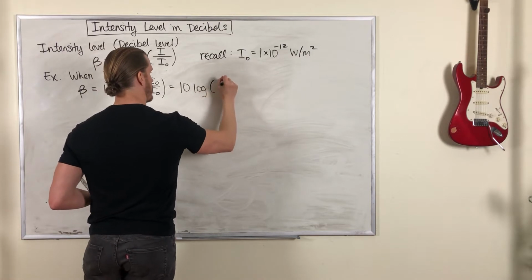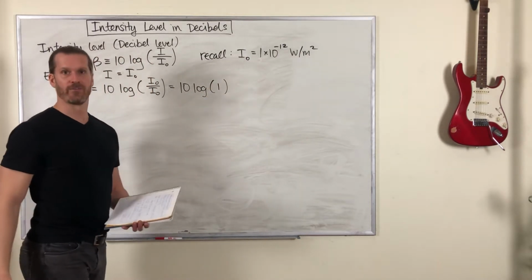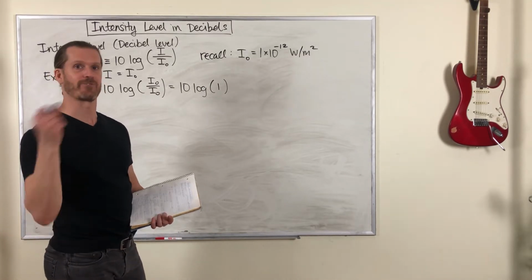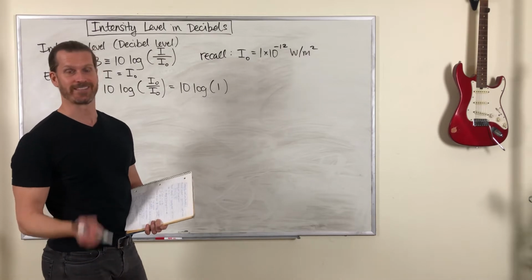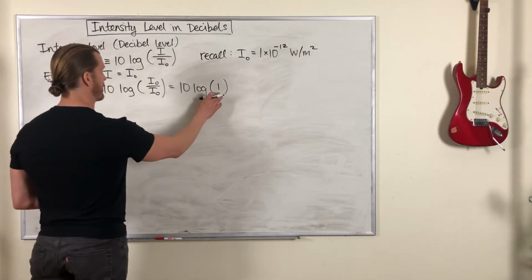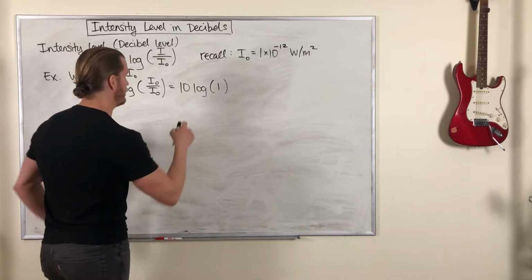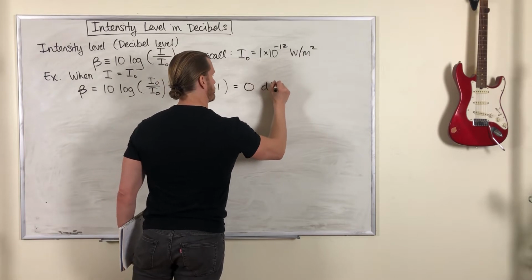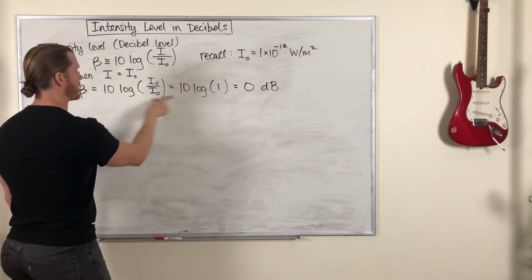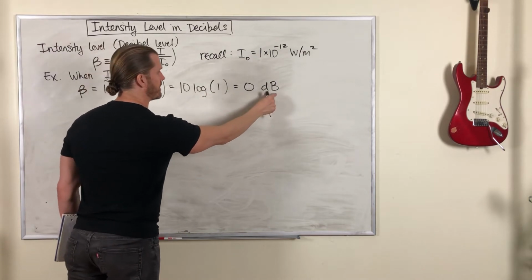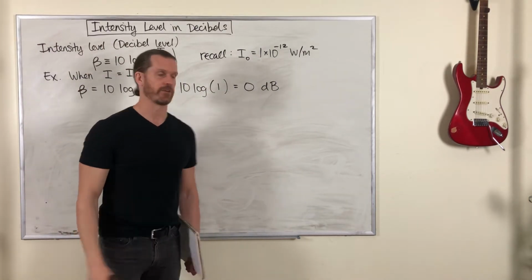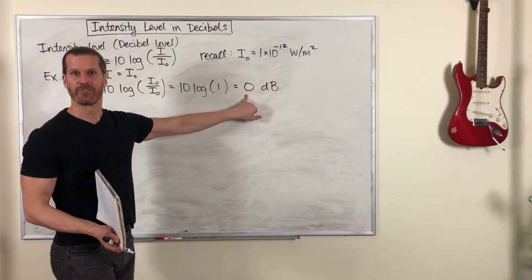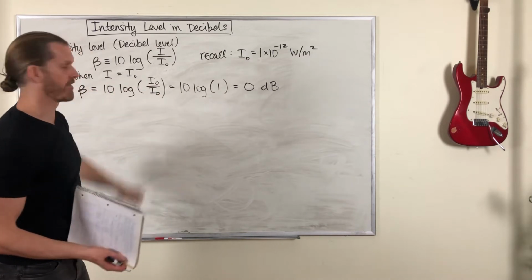And if you remember how logarithms work, the logarithm of a number is the power that you have to raise 10 to in order to get that number. If you raise 10 to the 0 power, you get 1. So the log of 1 is 0. So when you do this calculation and you get a number, you write decibels, dB, next to it. So 0 dB is the quietest sound that humans can hear. That's why we wrote this definition this way.